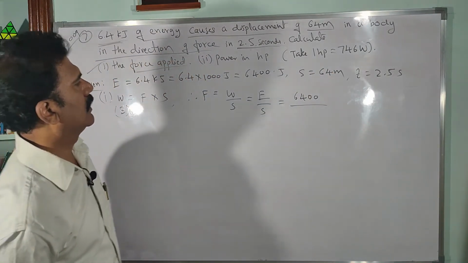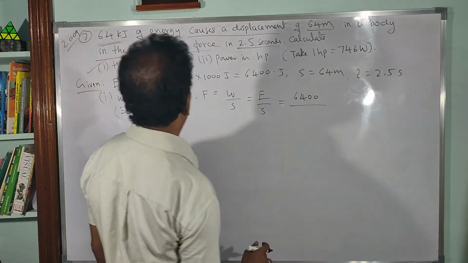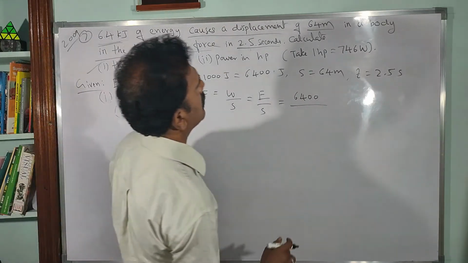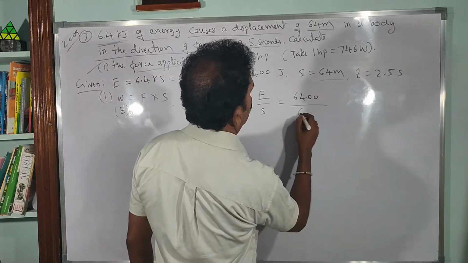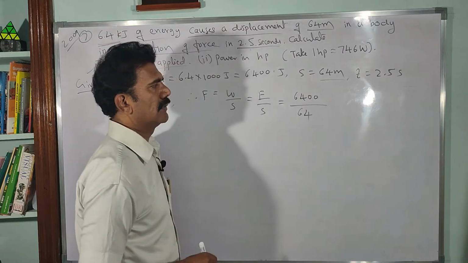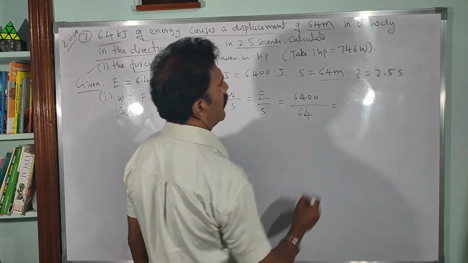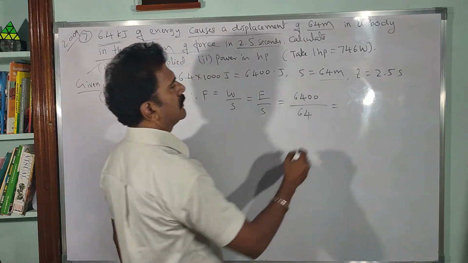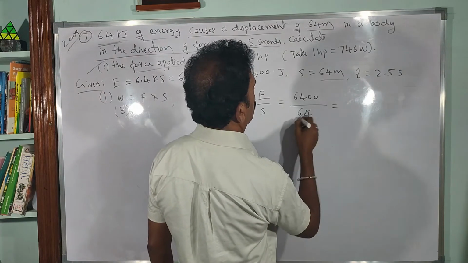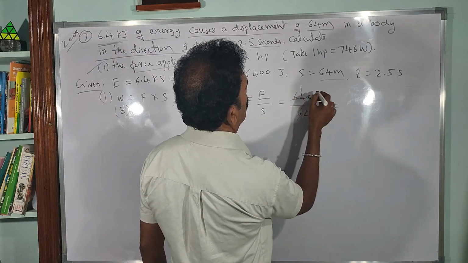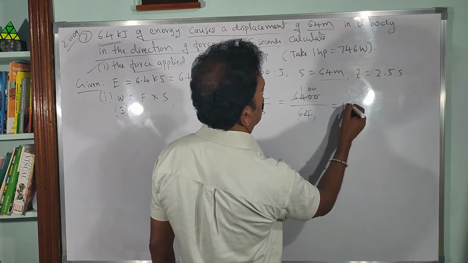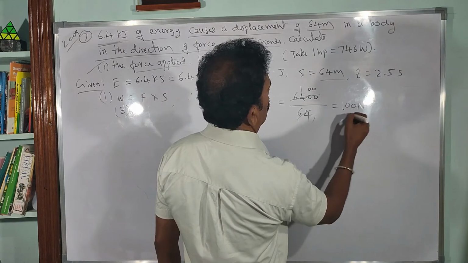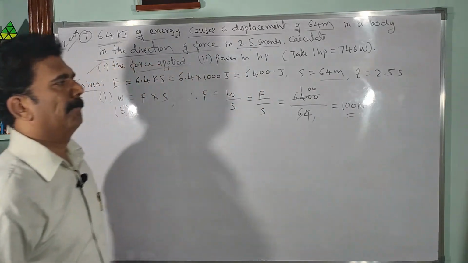6,400 divided by S, the displacement, right? S is equal to 64 meter. So just divide the values, you will get the force. That is just 100 Newton. Correct.